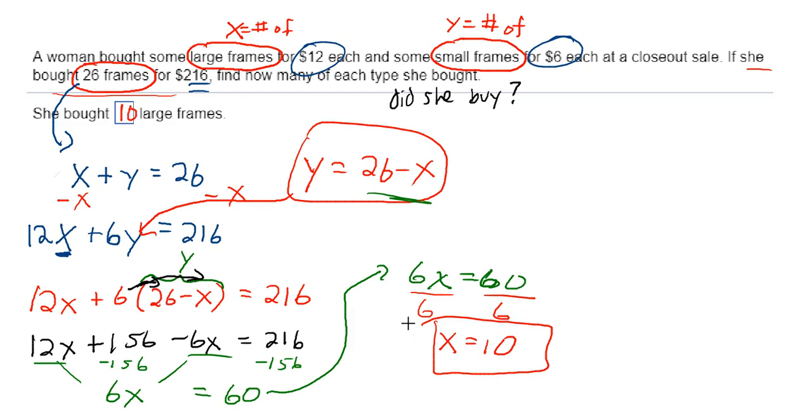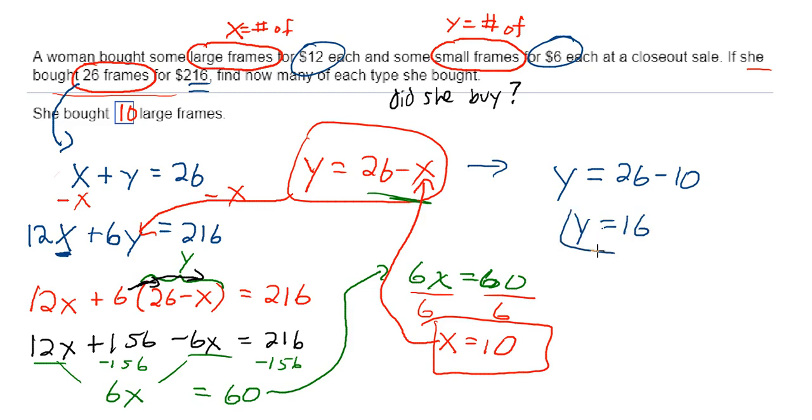And then to get the number of small frames, I'll take x equals 10, plug it back into the original equation here. There's two of them to choose from, but this one's going to be a lot easier to get our value for y since it's already solved for y. And so we will get, let's do it over here, we'll get y equals 26 minus 10, which gives me 16. So once you type this answer in, it'll ask you for the number of small frames, and you'll type 16 in for that, because y is the number of small frames.